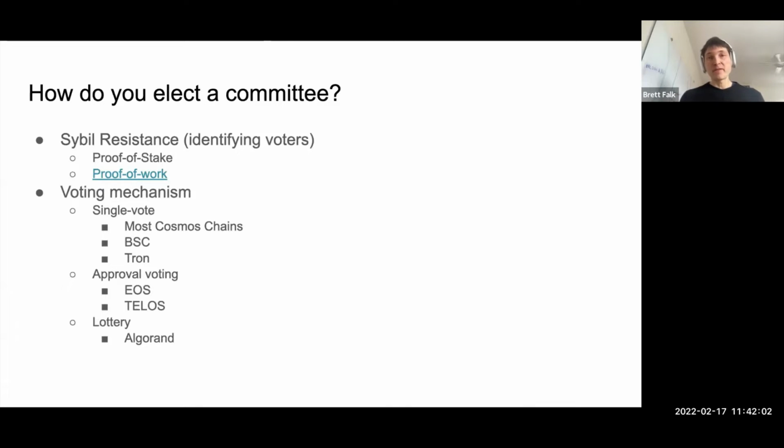So the purpose of this talk is to ask basically how you should elect the committee. So the first question is who's allowed to vote, and you need some sort of Sybil resistance mechanism. And all the chains I mentioned all use proof of stake as their Sybil resistance mechanism. You get votes proportional to your stake. But in principle, you could do this with proof of work, and people have proposed actually using proof of work where your voting power to elect a committee is proportional to the amount of hashes you do. But that's not what we're focusing on. We're focusing here on the voting mechanism. How do you elect a committee?